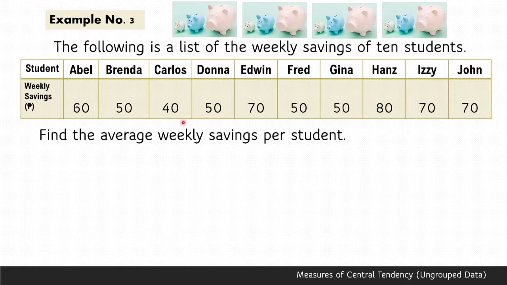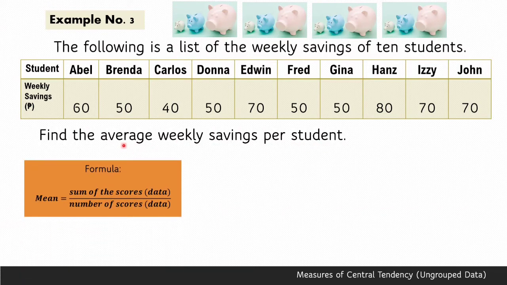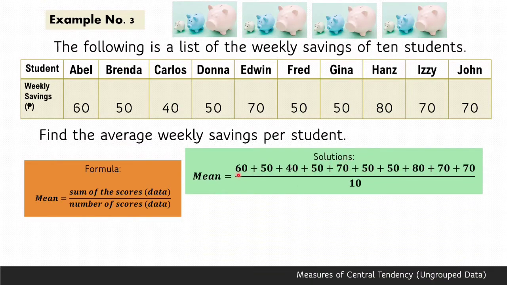Now we have to find the average weekly savings per student. Okay, average. So we have to find the average or the mean by using this formula. So our solution would be like this.